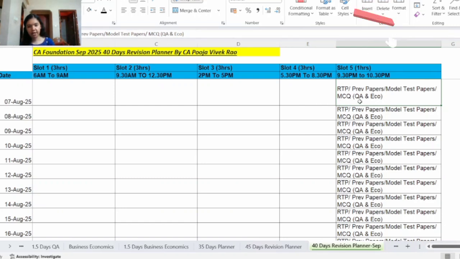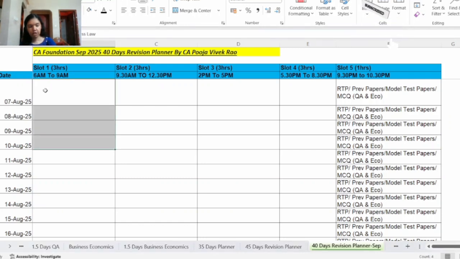So previously I had made a video as to from which all sources you should practice MCQ. So I will add that to the end screen. Please watch that video and practice MCQ from all those sources. So this last study slot is consistent throughout the study plan. So it is very important to study this RTP, previous year paper and model test paper.